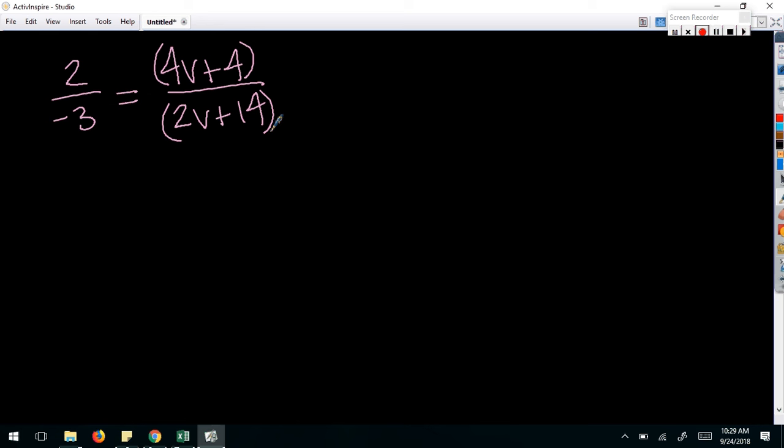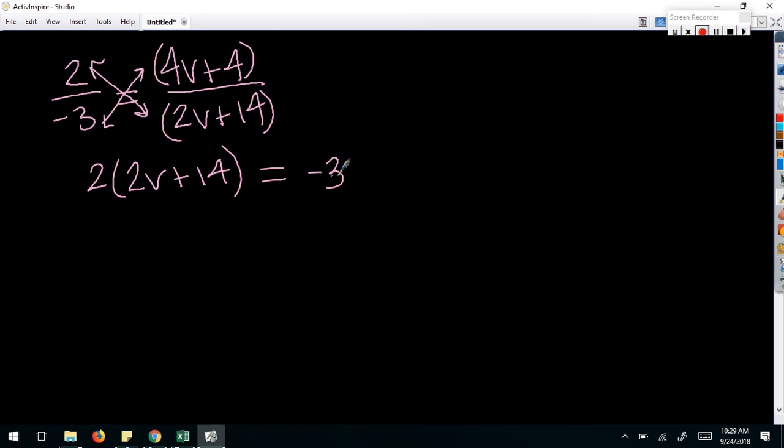Okay. Since you said that, we'll do this one first. So I've got 2 times 2V plus 14 equals. Setting it up is crucial here because if I put the wrong one with the wrong piece like I did a minute ago and y'all caught me, then I'm starting off in the hole, right?